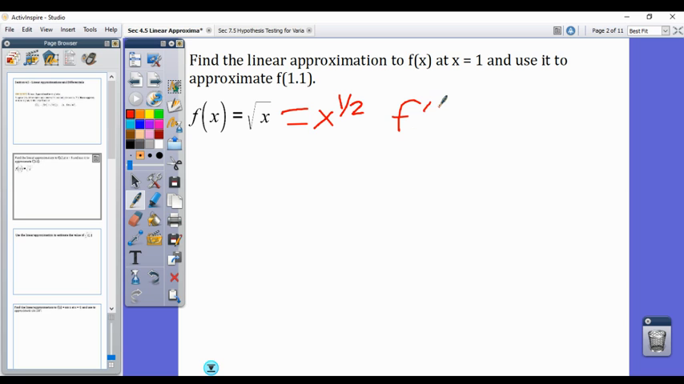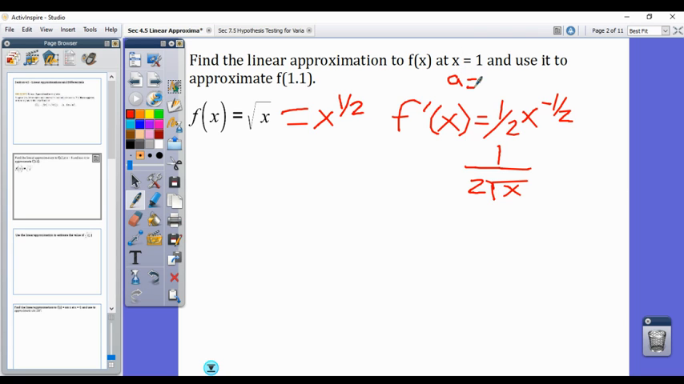So then the derivative is going to be 1/2 x to the negative 1/2, which I could write as 1/2 times the square root of x. Okay. So in this case, my a value is 1. And so then I can write down the formula for the linear approximation.